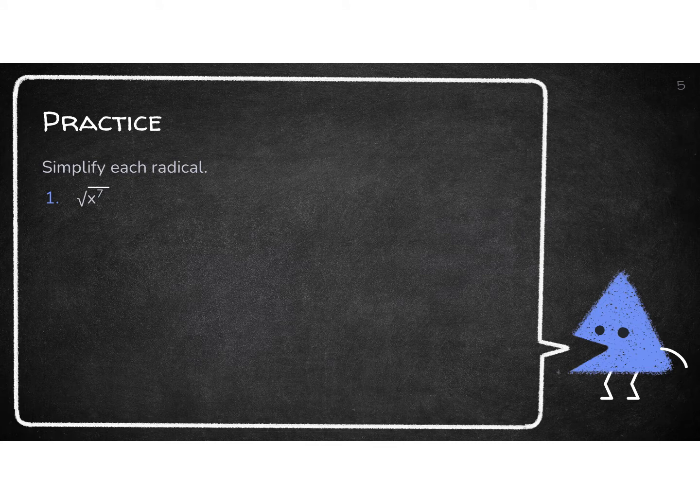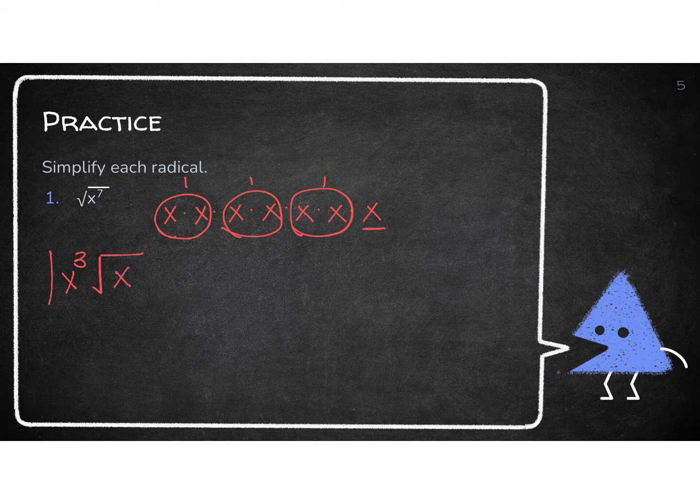All right, so this first one, I have the square root of x to the 7th. I don't have any numbers under there, so we're not going to simplify any numbers this time, but I need to simplify x to the 7th. So I'm going to write out, well, x to the 7th means I have 7 x's. So I have 1, 2, 3, 4, 5, 6, 7. Then you're going to circle your pairs. I have a pair here, a pair here, and a pair here. So I have 1, 2, 3 circles. That means I'm going to have x to the 3rd power out front of the radical, and I'm going to have the square root of the 1 x that's left.